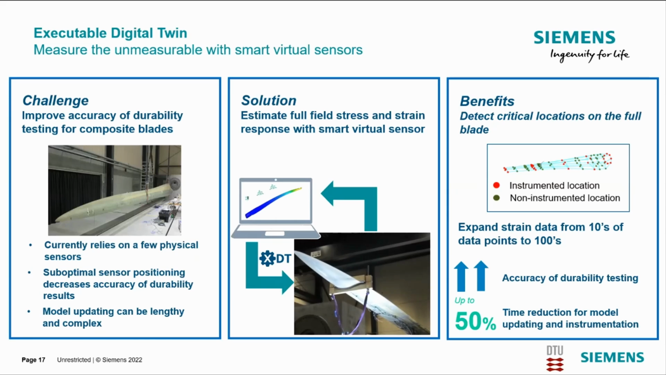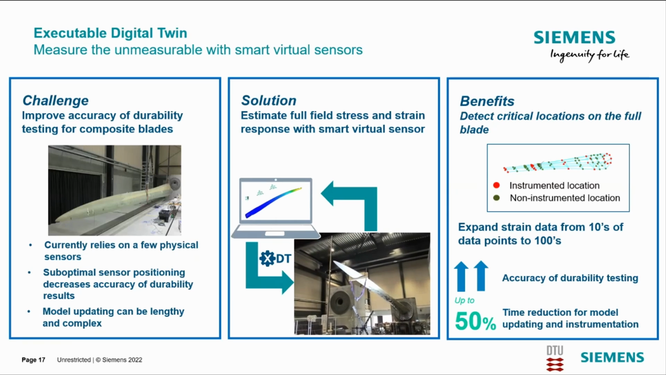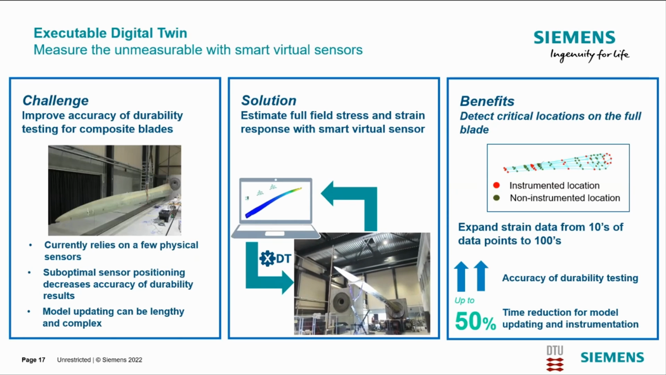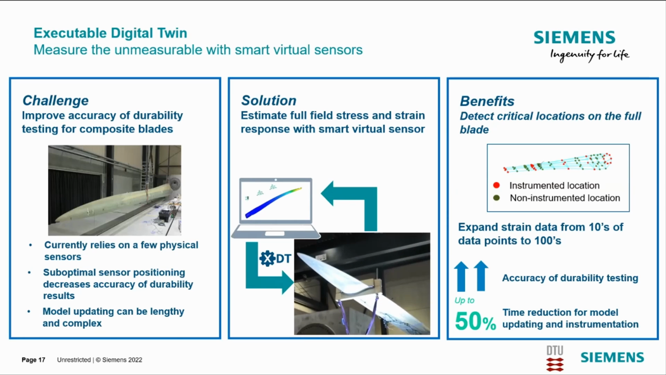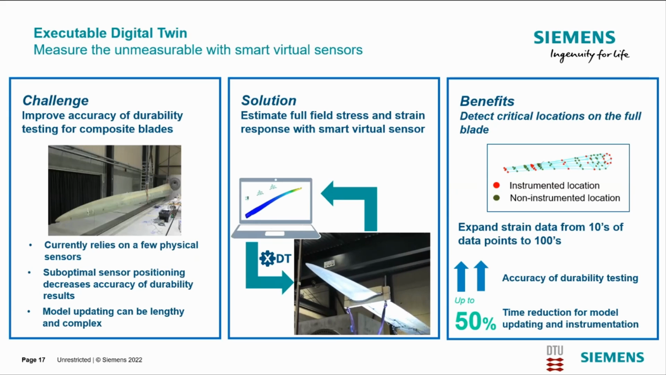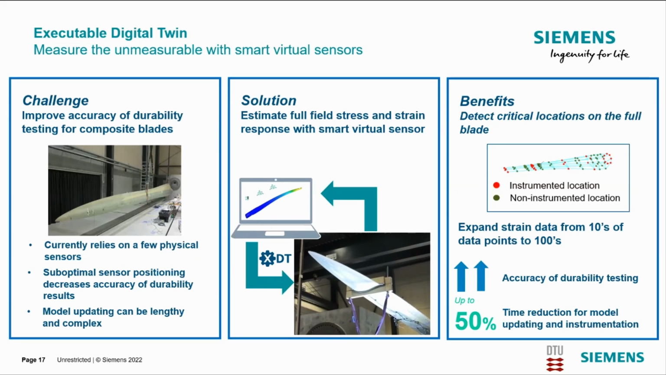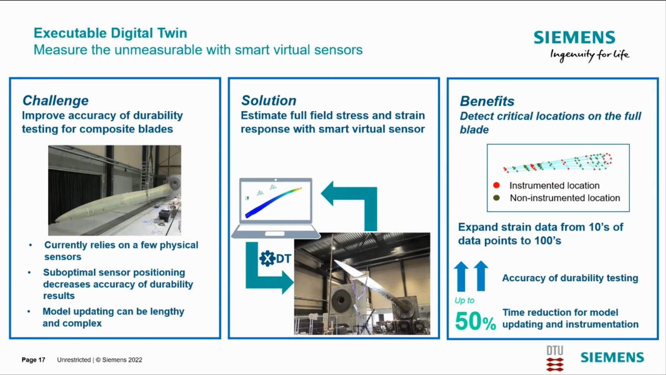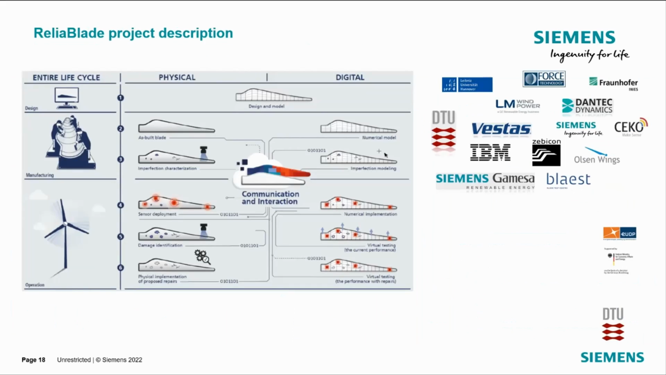And of course, as benefits that you see here on the right part of the slides, you can detect, you can measure more locations. So we say we can measure the unmeasurable. And this allows then, based on reducing the instrumentation time on one side and then expanding the strain measurements on the other side. And then you will see a bit of results later on along the presentation.